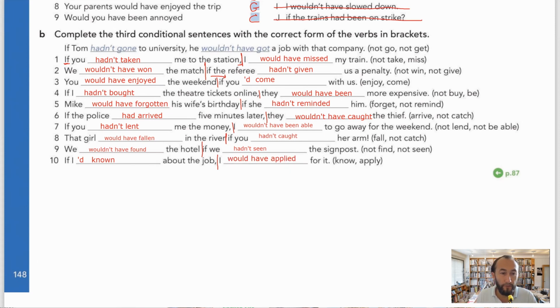So in this way, we have finished the exercise of page 148, the third conditional exercise. So we're going to stop here. That's enough. And in the next videos, we're going to continue with the next page topic.